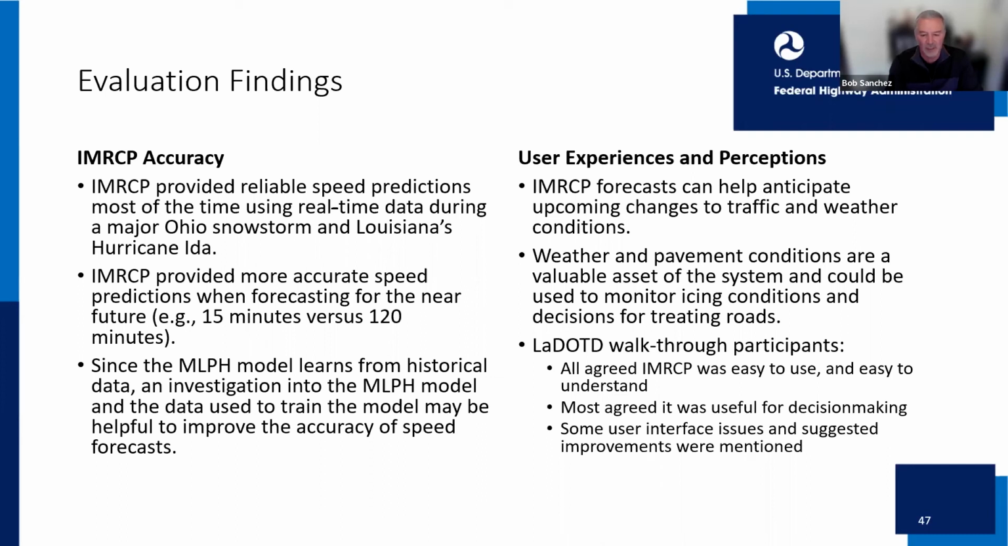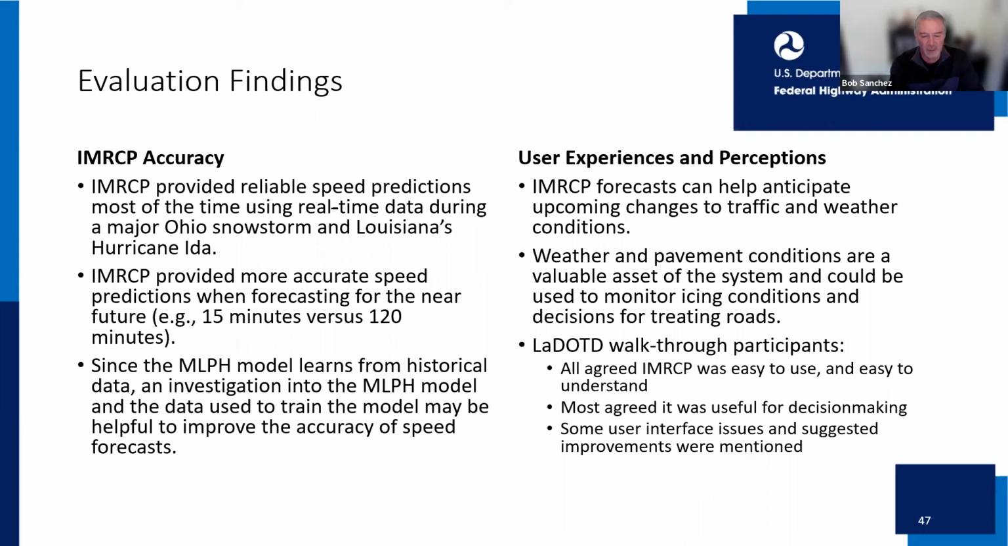The speed predictions. We also looked at doing forecasting in 15 minutes versus 30 minutes versus 120 minutes, that kind of thing. How well the IMRCP system predicted or forecasted future speeds. And for the most part, again, it was pretty good. One of the big, maybe obvious, findings was that nearer term predictions tended to be more accurate than the longer term predictions or forecasts.